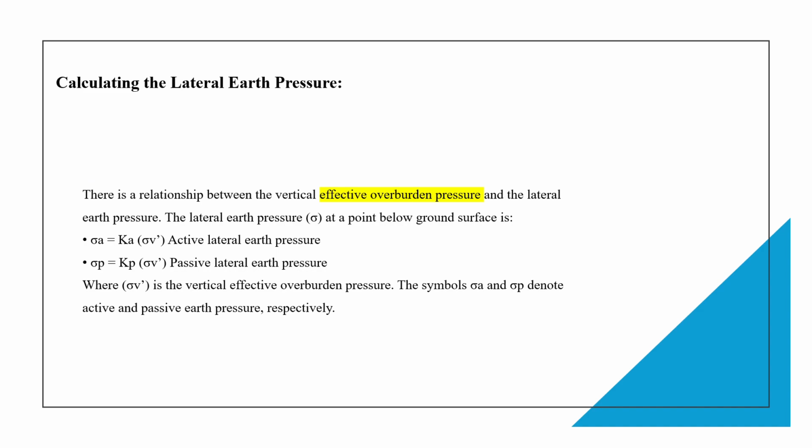There is a relationship between the vertical effective overburden pressure and the lateral earth pressure. The lateral earth pressure at a point below the ground surface will be calculated by this formula, where the vertical effective overburden pressure and those simple coefficients refer to the active and passive earth pressure.